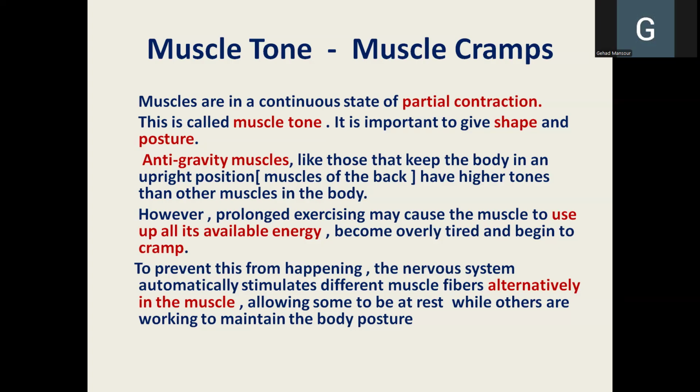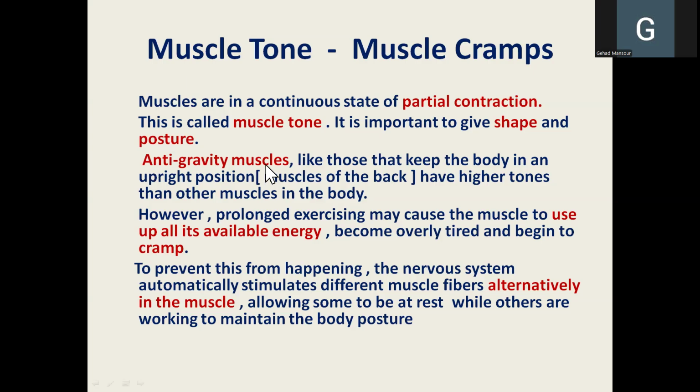The muscle tone is a partial contraction, a mild contraction, a weak contraction. And this contraction is here just to either give shape to the body or to stabilize the body in its erect or upright position, just like the anti-gravity muscles do. The anti-gravity muscles are the muscles of the back, and all types of muscles that antagonize gravity, that prevent falling forward of the human body or leaning forward of the human body.